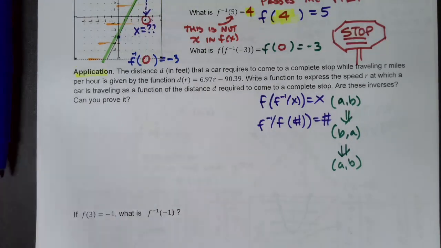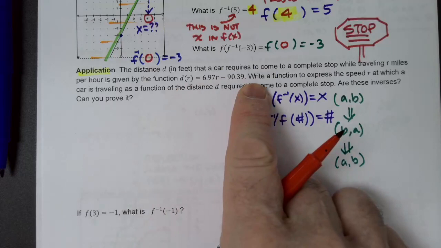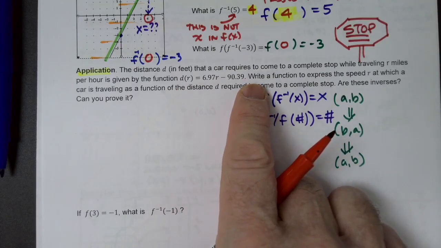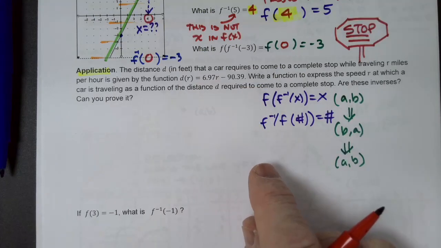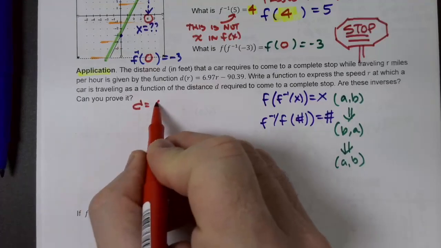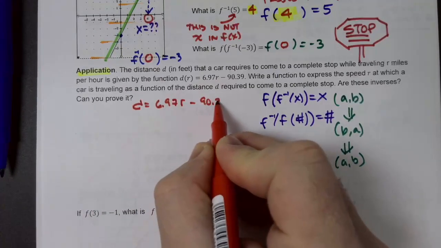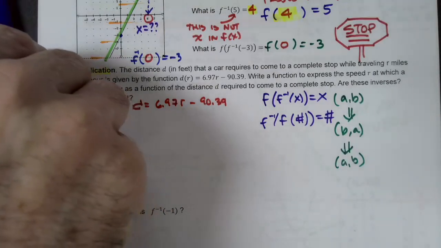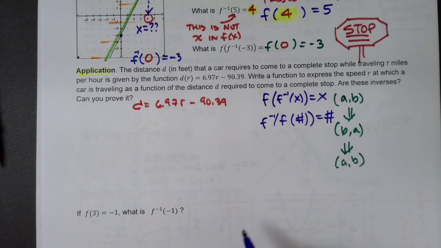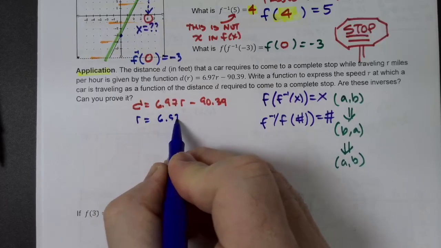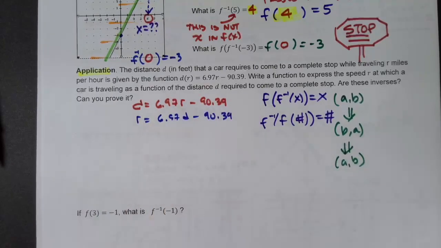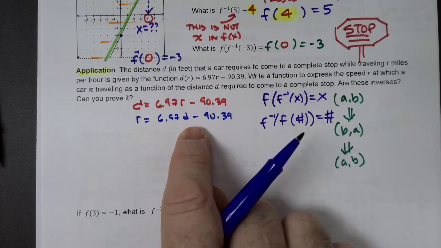Okay? So, what we're going to do is we're going to take this function here, and remember, we just take and switch things around. Okay? And the result will be, again, this is d equals 6.97r minus 90.39. And if we switch that around, then this will be r equals 6.97d minus 90.39. Are these inverses of each other? Okay, well, again, let's solve this one.